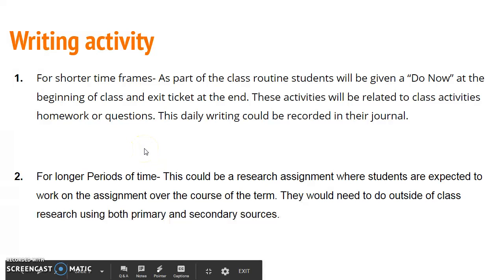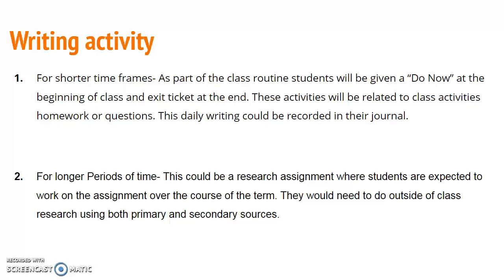For shorter time frames, as a part of the class routine, students will be given a do now at the beginning of class and an exit ticket at the end. These activities will be related to class activities, homework, or just questions they may have. This daily writing could be recorded in their journal. For longer periods of time, this could be a research assignment where students are expected to work on the assignment over the course of the term. They would need to do outside class research using both primary and secondary sources.